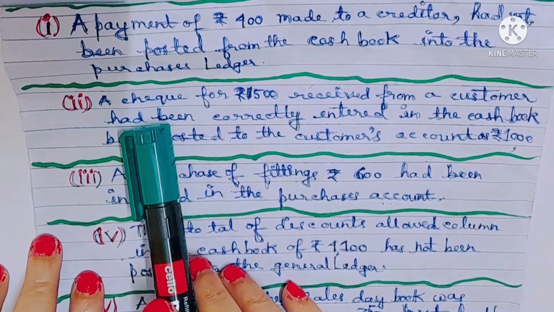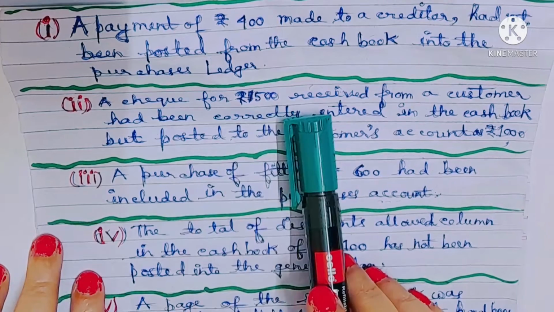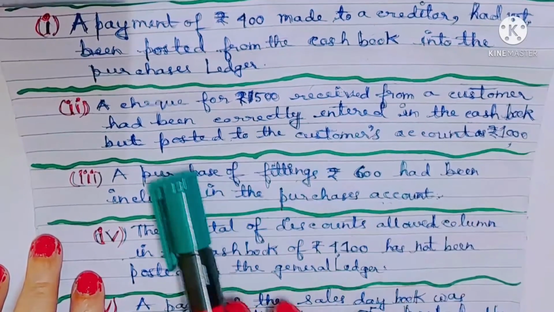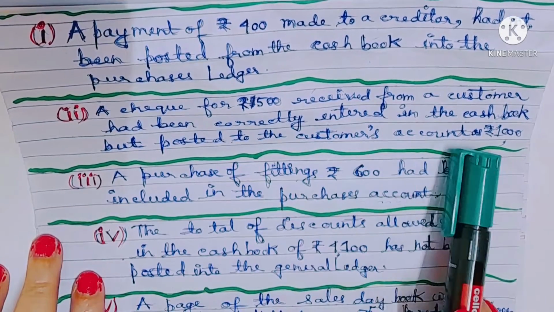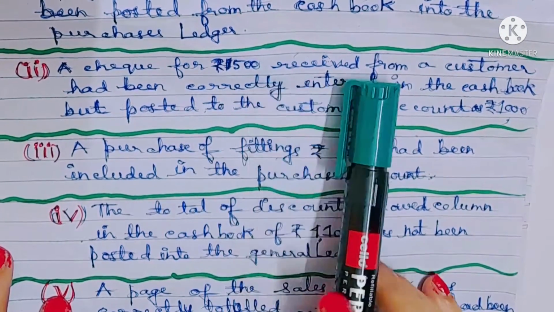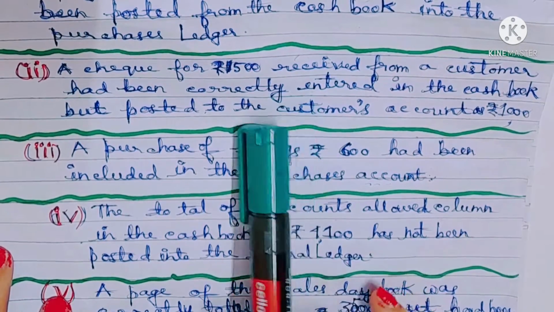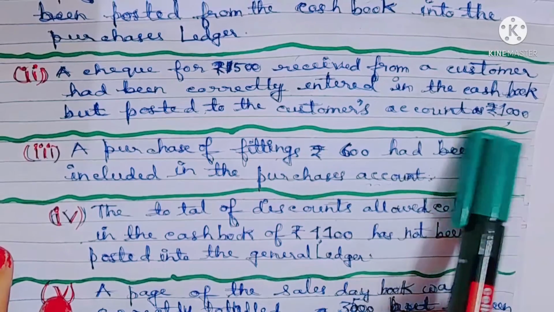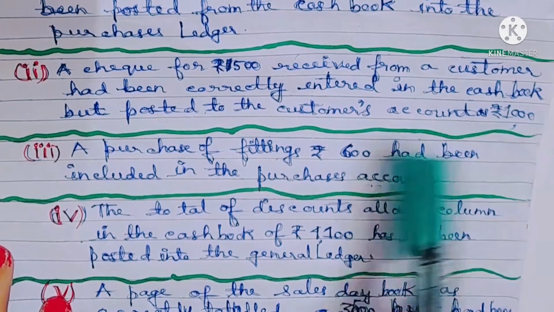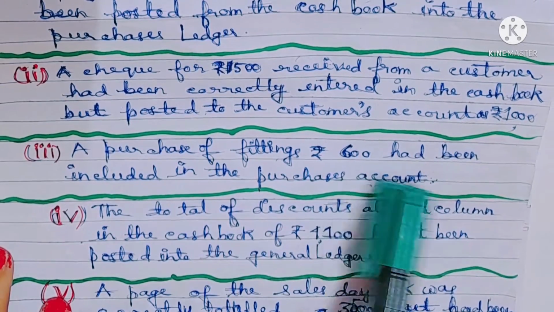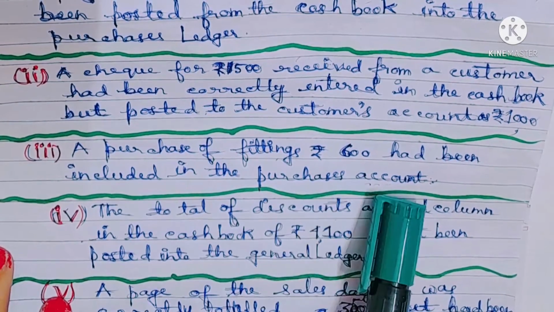Number two, a check for rupees 1500 received from a customer had been correctly entered in the cash book but posted to the customer's account as 1000. A check for rupees 1500 was received from a customer, but instead of 1500 they have recorded it as 1000. Okay. Number three, a purchase of fittings rupees 600 had been included in the purchases account.